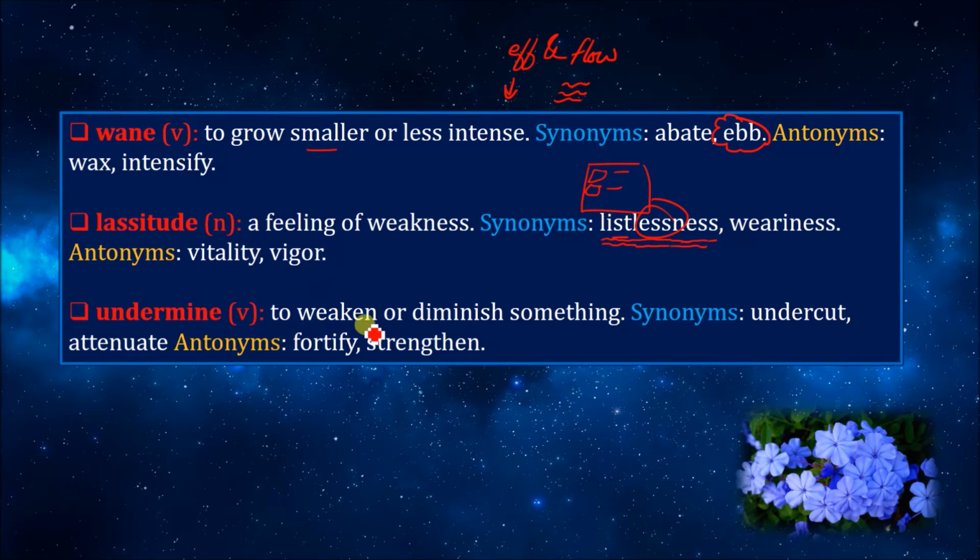Undermine. Undermine is to weaken or diminish something. So if somebody undermines somebody else's plans, that means they weaken their plans. They diminish the chances of succeeding. Synonyms: undercut, attenuate. Attenuate, for example, Tylenol attenuates somebody's headache. It decreases or weakens the intensity of the headache. Attenuate. Antonyms: fortify, to strengthen.